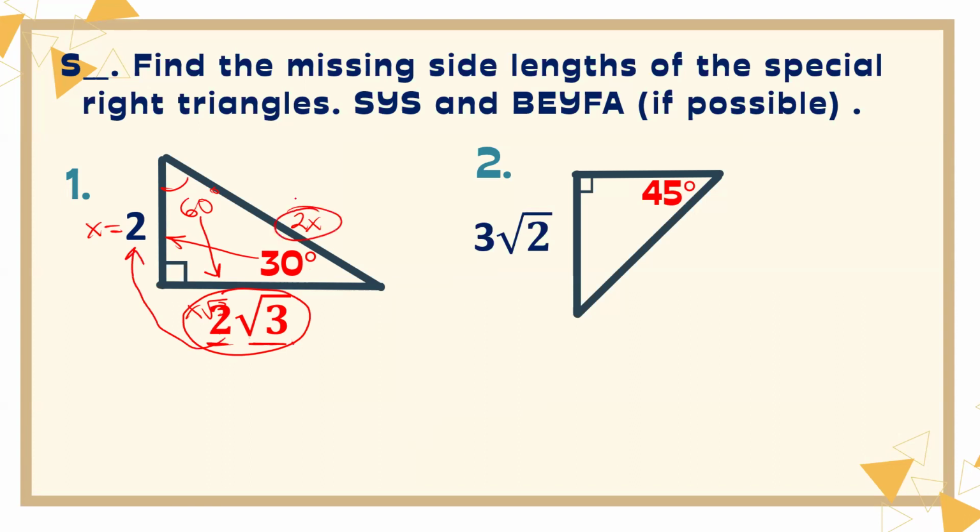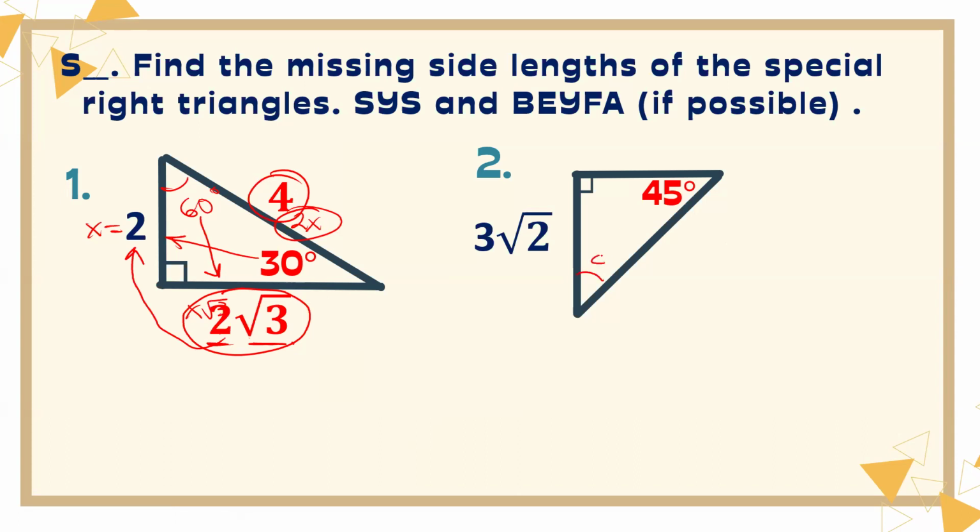And what do you think is the length of the side opposite the 30-degree angle? Very good. That's 2. Did you all get the correct answer? Good. Very good. Good job. Now, let's go to the other question.